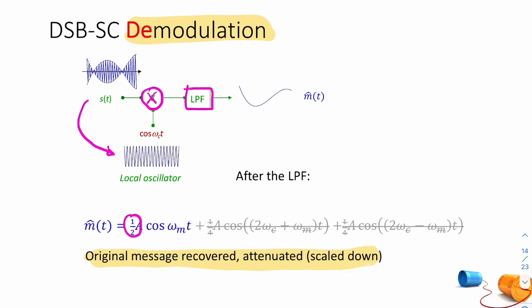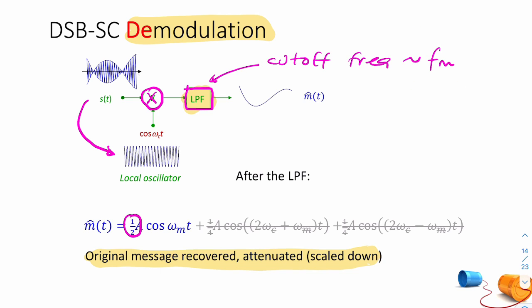The DSB is demodulated by multiplying by a local version of the carrier and then passing through a low-pass filter. The low-pass filter needs to have a cutoff frequency. The cutoff frequency should be roughly FM. So whatever the bandwidth of the message is, your cutoff frequency should be around about that value.